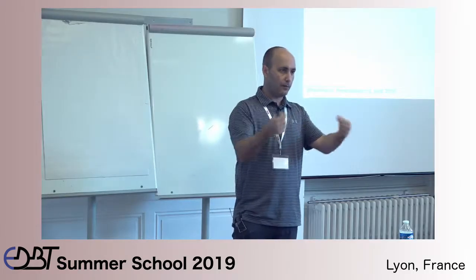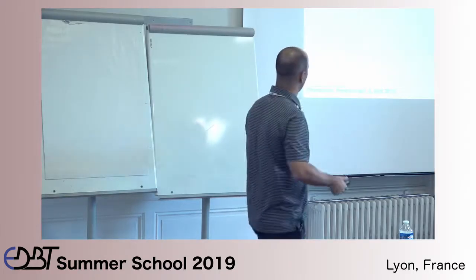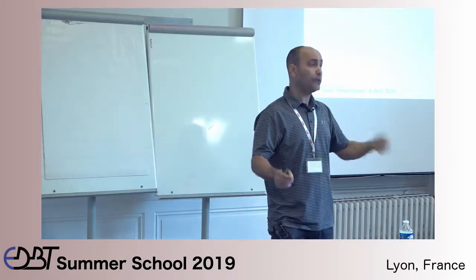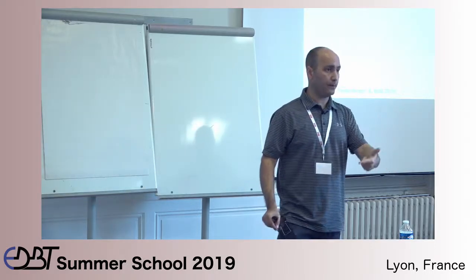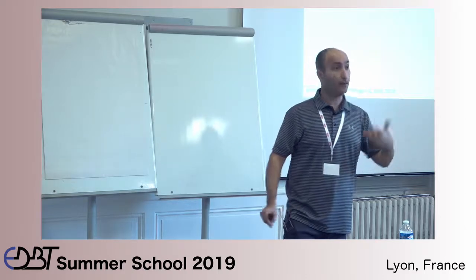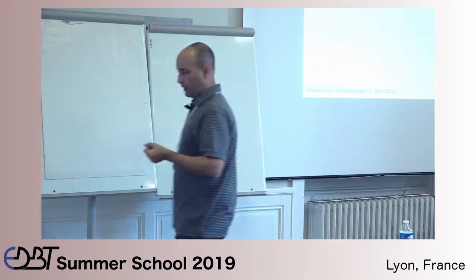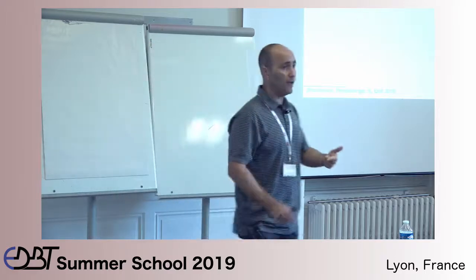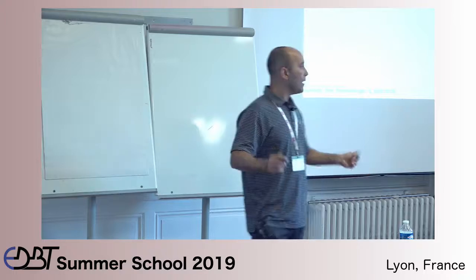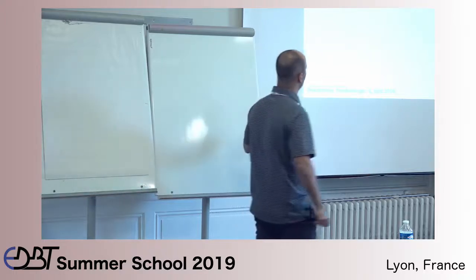The following problem is an NP-complete problem. I'm giving you a document, D, and two Regex formulas, alpha and beta. The question is the non-emptiness problem of the difference. Is it the case that alpha D minus beta D has at least one answer? And this problem is actually NP-hard.